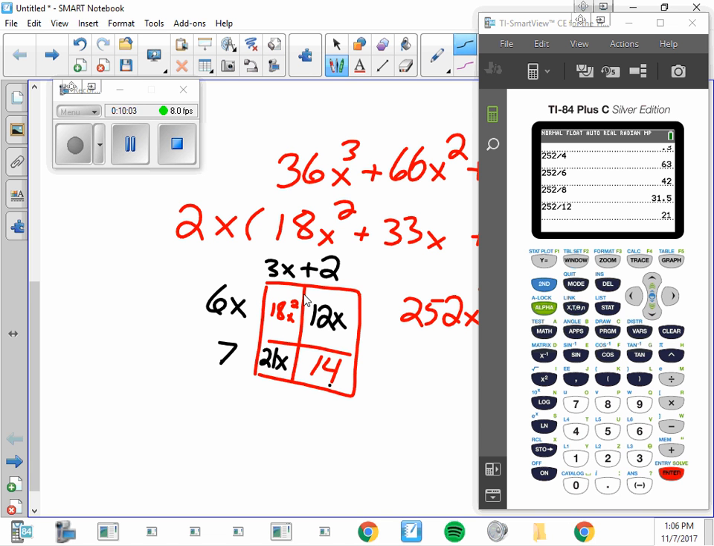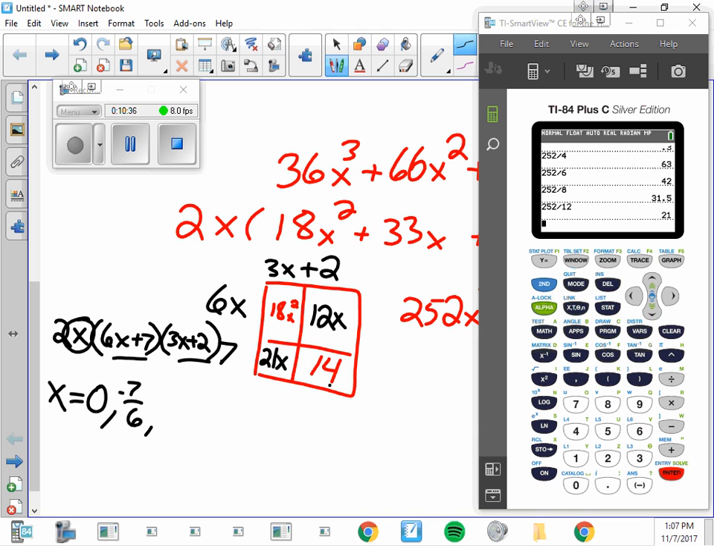I have three factors in this case. 2x, 6x plus 7, and 3x plus 2. The 2 does not create a root, but the x does. What is the root for that variable? 0. So x equals 0. What is the root for this binomial? -7/6. And this variable? -2/3. That help, Gus? Okay.